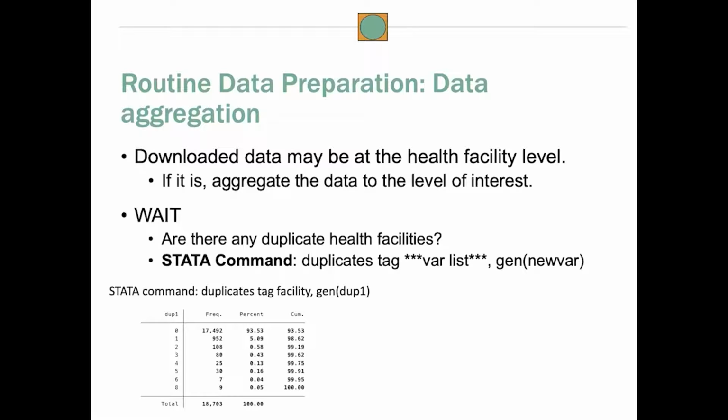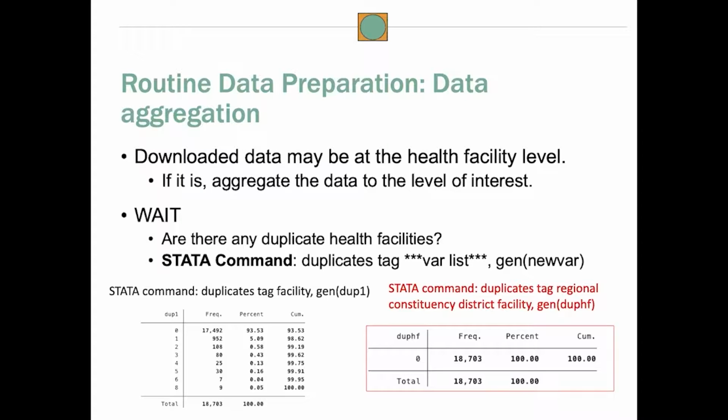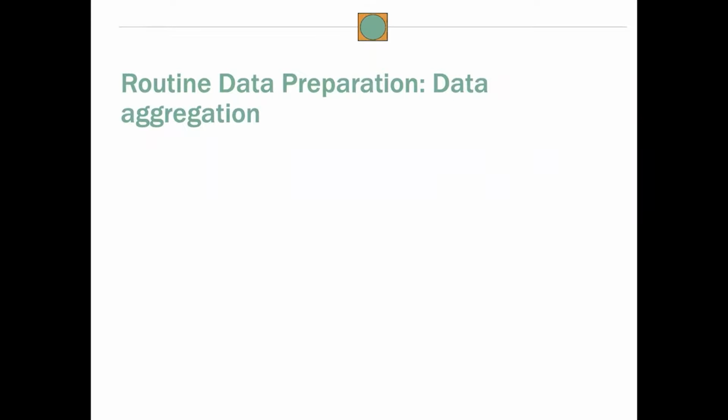However, once we reviewed the data, we realized that different districts, constituencies, and regions had health facilities with the same name. So we needed to include these variables as well in our duplicates command. So we reran this, including region, constituency, district, as well as facility in our duplicates tag command. And the tabulation of our new variable where we stored our duplicates, dup_hf, indicates that there are no duplicates of health facilities as we previously thought. So now we're ready to aggregate our data to the constituency level.